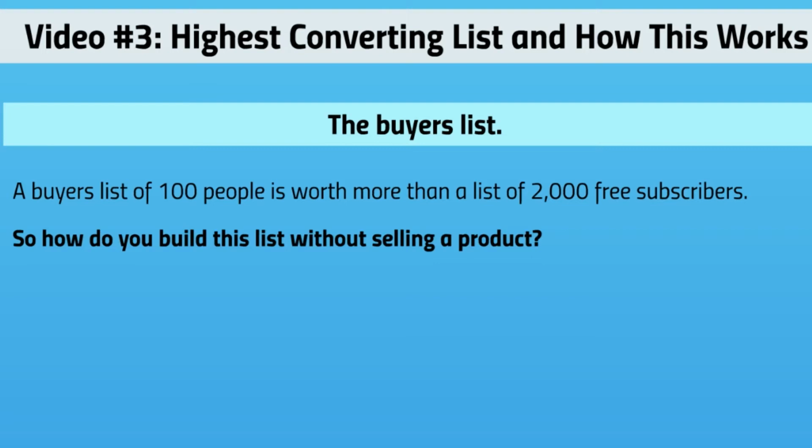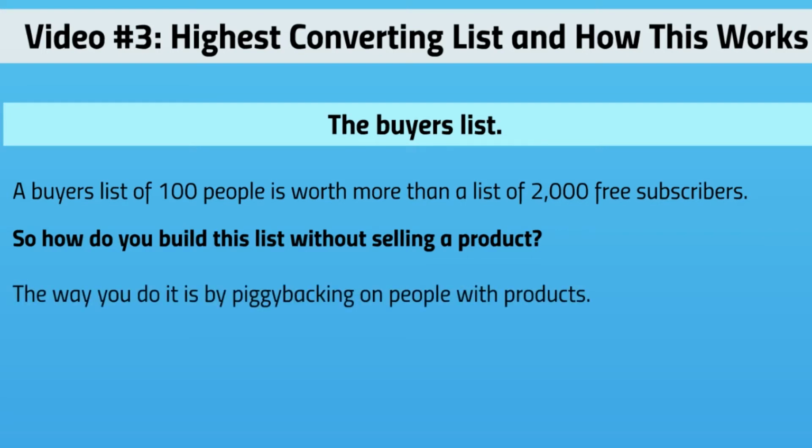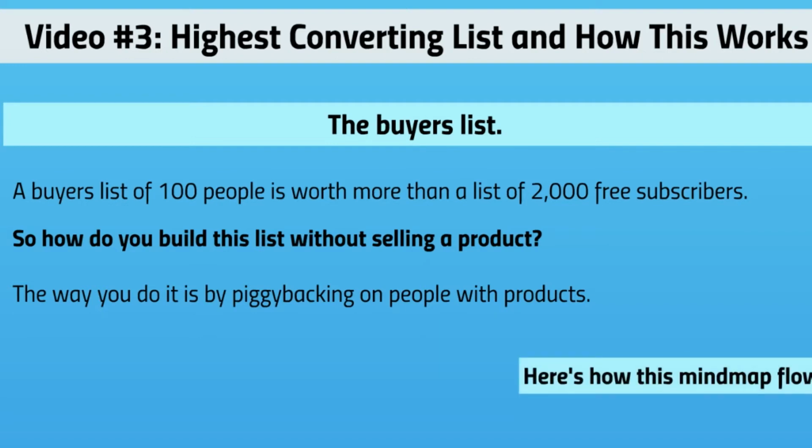So how do you build a list without selling a product? That doesn't really make sense, does it? But after I show you, this will definitely make more sense. The way you do this is by piggybacking on people with products, so vendors. And here's how this mind map flows.